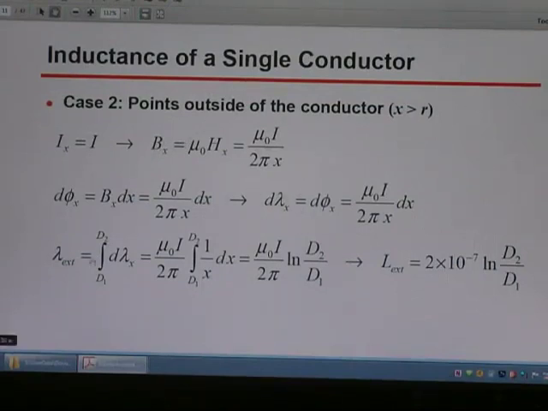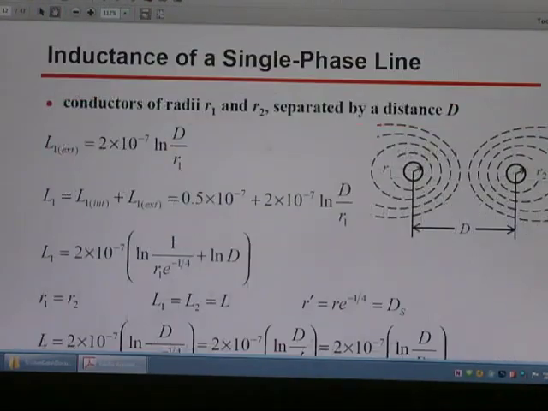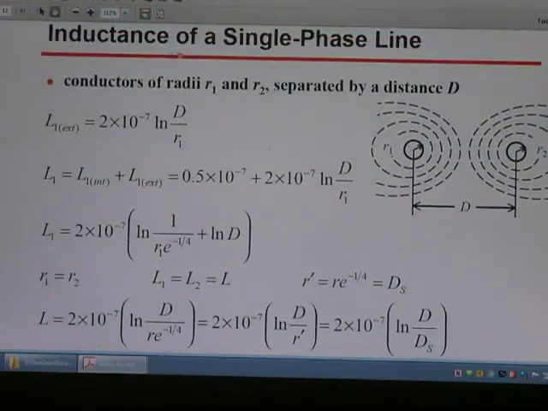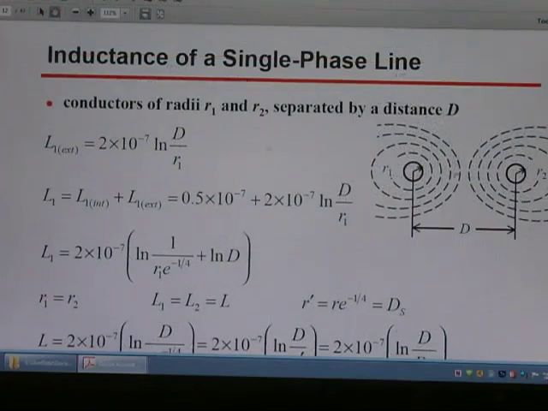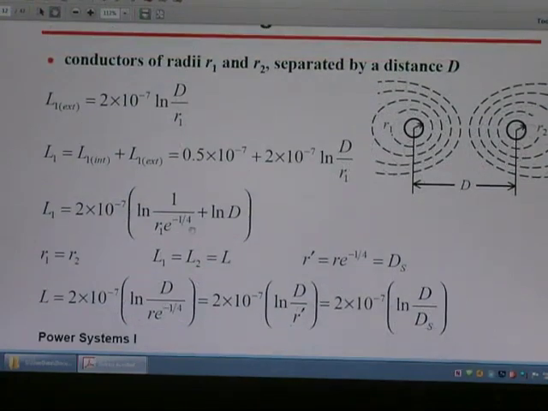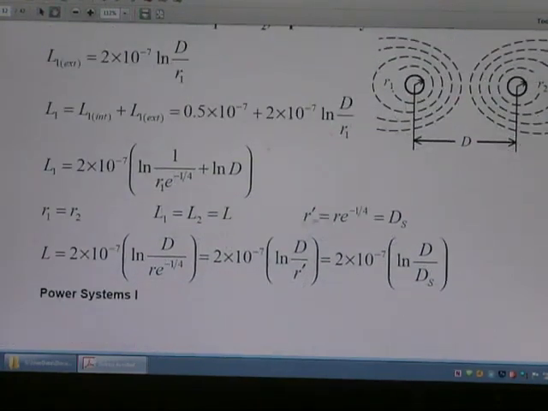This is for the two-conductor single-phase line, with R1 and R2 separated by the distance D. So the flux linkage can be calculated from the internal and the external inductance, and the total inductance can be calculated by this equation.